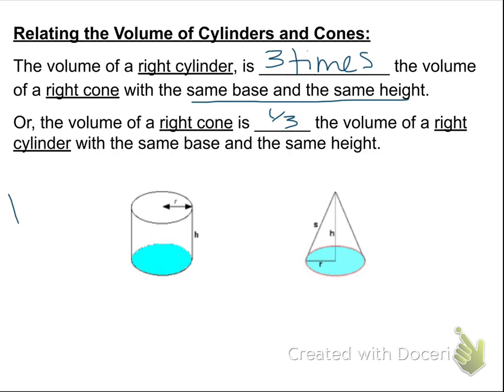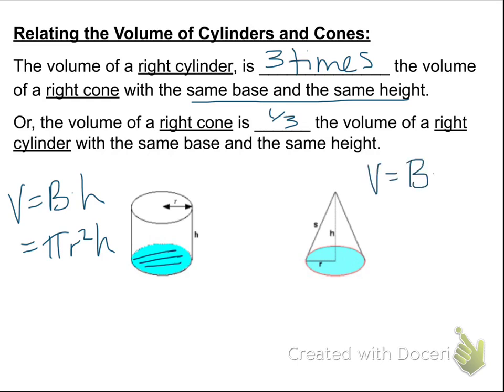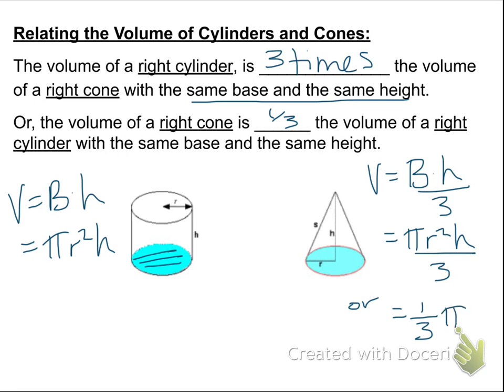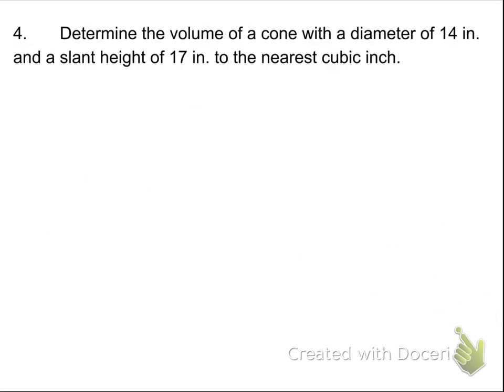So remember, a cylinder is a prism, so it's area of the base times the height, and the base is the circle on the bottom, so it's pi r squared times the height. So a cone would be the area of the base times the height, but then divided by 3. So it is pi r squared times the height divided by 3. Or you can write it as 1/3 pi r squared times the height. Both of those are equivalent. Same thing. So let's do a couple of examples.